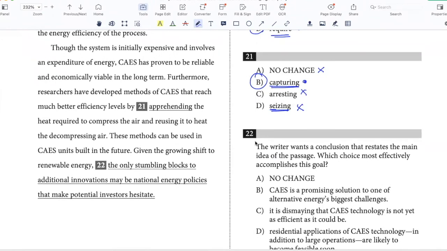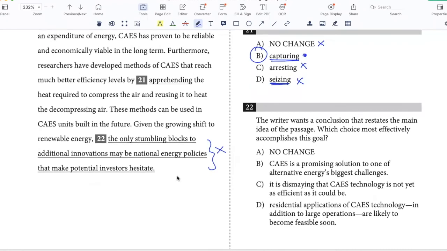These methods can be used in CAES units built in the future. Given the growing shift to renewable energy, the only stumbling blocks to additional innovations may be national energy policies that make potential investors hesitate. The writer wants a conclusion that restates the main idea of the passage. Which choice most effectively accomplishes this goal? Okay, so the way it's written is not a good answer because this is completely new information that you can't add at the end of a passage. You're basically talking about the positives of CAES, so I need a conclusion that says that.